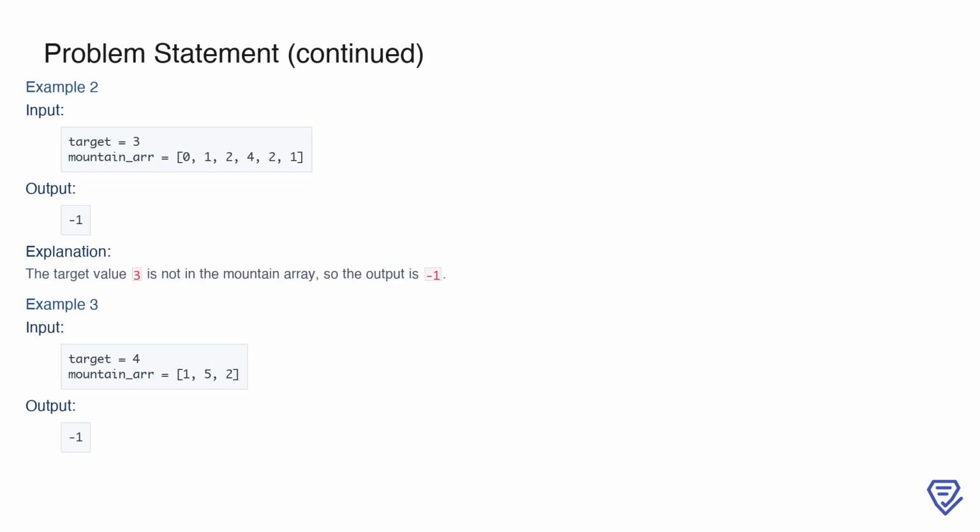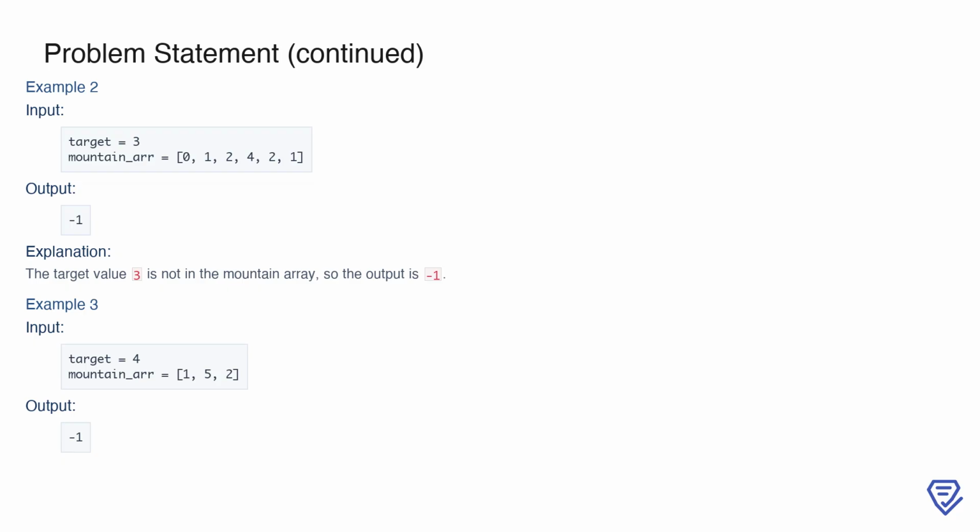Now, let's consider a scenario where the target does not exist in the mountain array. For example, if the target is 3 and the mountain array is 0, 1, 2, 4, 2, 1, the value 3 is not present in the array. As a result, the output is -1. Similarly, in another example where the target is 4 and the mountain array is 1, 5, 2, the target value is not found, so the output is also -1. These examples demonstrate how your function should handle cases where the target is absent, regardless of whether the array is large or small.